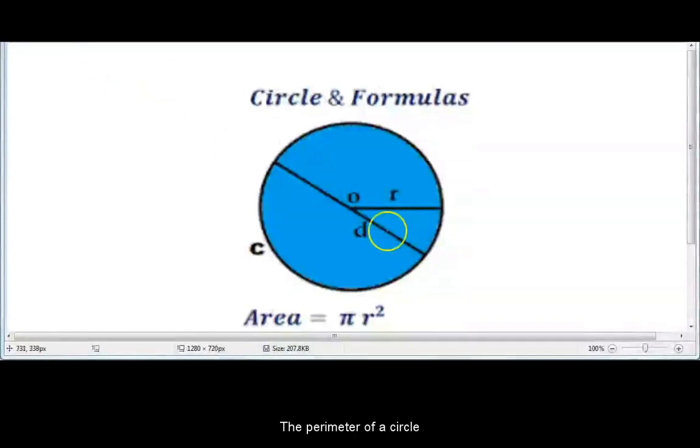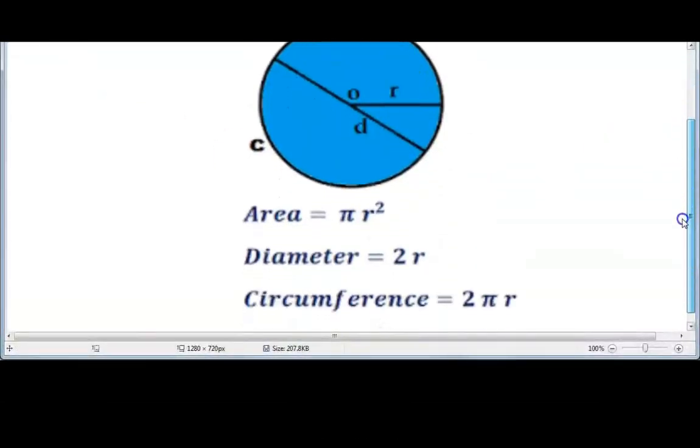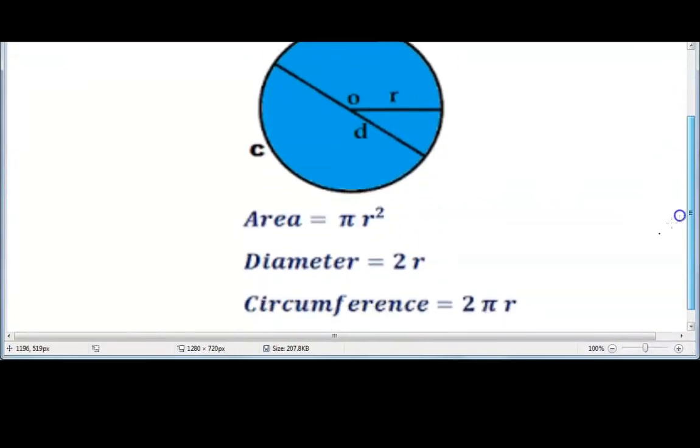The perimeter of a circle is known as its circumference, and it is 2 pi r, where pi is 22/7. The area is pi r square, where r is the radius of the circle.